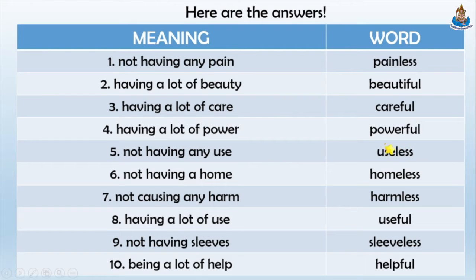Number 5, not having any use. The word is useless. Number 6, not having a home. The word is homeless. Number 7, not causing any harm. The word is harmless. Number 8, having a lot of use. The word is useful. 9, not having sleeves. The word is sleeveless. And lastly, being a lot of help. The word is helpful. So 1 point for each item. Count your scores and write it in your notebook.